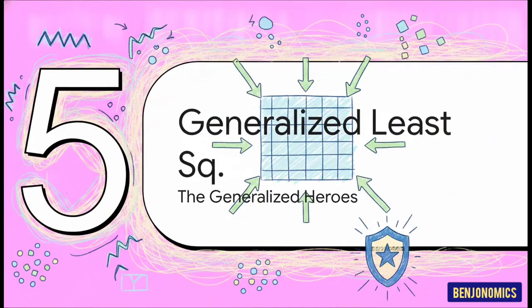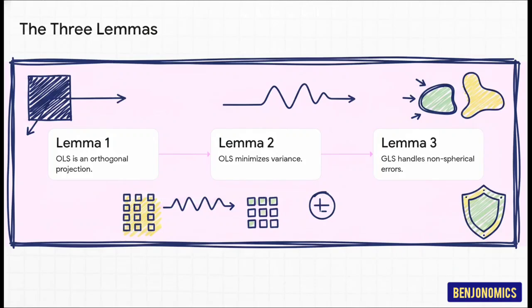Section 5. Generalized least squares, or GLS. The generalized heroes. So, our standard math is broken. How do we fix it? We do it with a rigorous three-part mathematical proof.